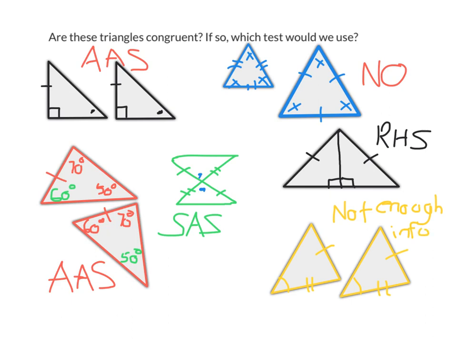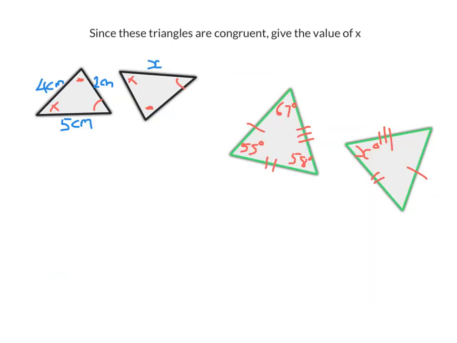All right, let's now look at using congruence to find unknown quantities. So I'm telling you that these two triangles are congruent, and we're going to use this to find the value of x. So as I said before, if I know that two triangles are congruent, that means pairs of corresponding angles are equal. It also means pairs of corresponding sides are equal. So to find x here, I just need to find its corresponding or matching side in this triangle here.